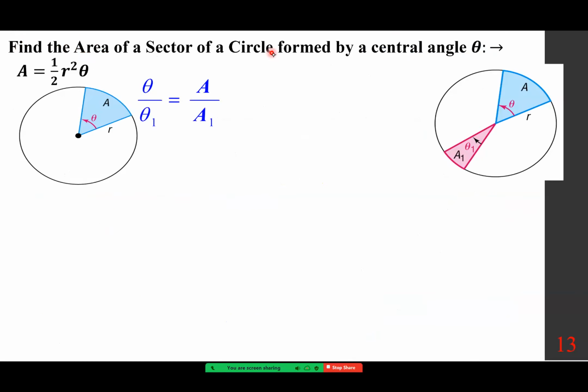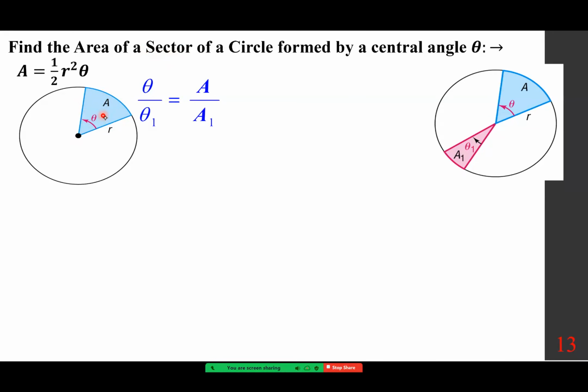Find the area of a sector of a circle formed by a central angle theta. And the formula is half of R squared theta. Again, comparing and understanding. The concept is you have a wedge, if you will, this portion. We want the area of this portion known as a sector.